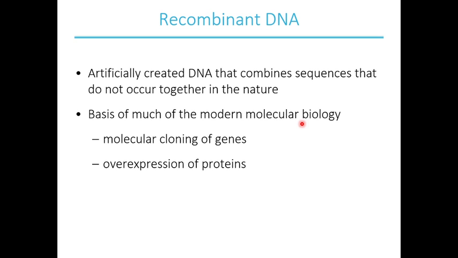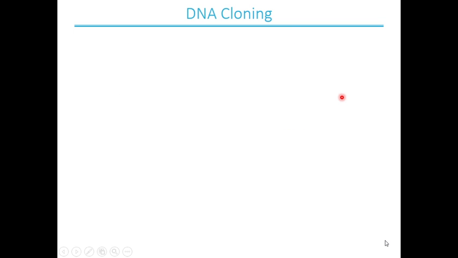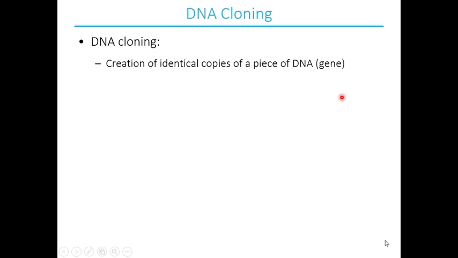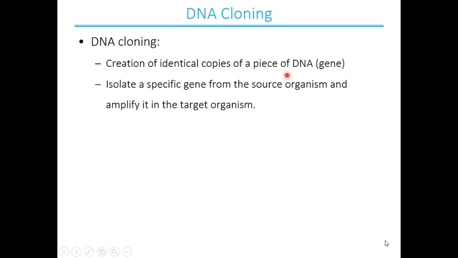Overexpression of proteins. This is one of the fundamental techniques that is used in biochemistry. Transgenic food or transgenic animals are essential in biology to understand and to delineate biological questions. This is what happens in DNA cloning. DNA cloning involves creation of identical copies of a piece of DNA or gene. Essentially, the definition for cloning, right? It also involves isolating a specific gene from the source organism and amplifying it in the target organism.